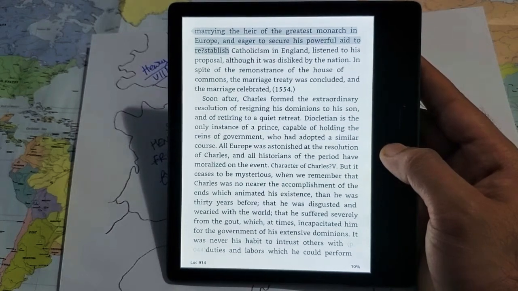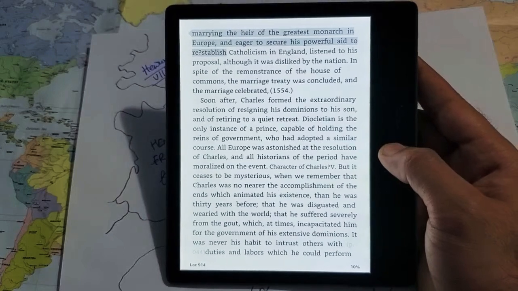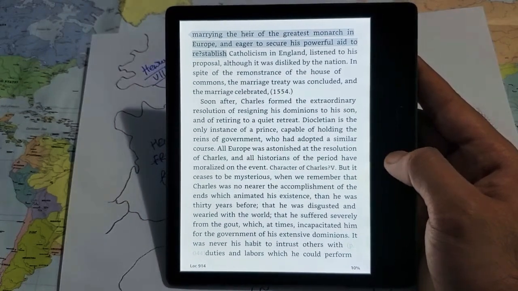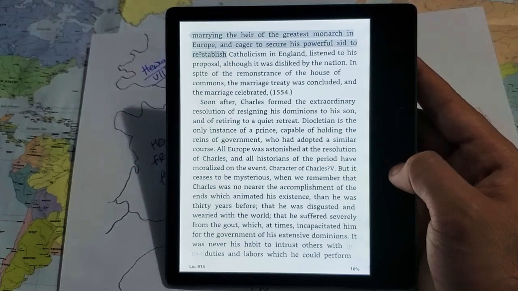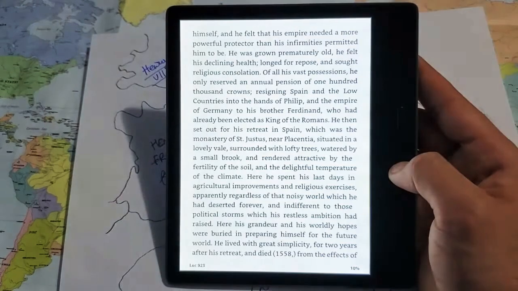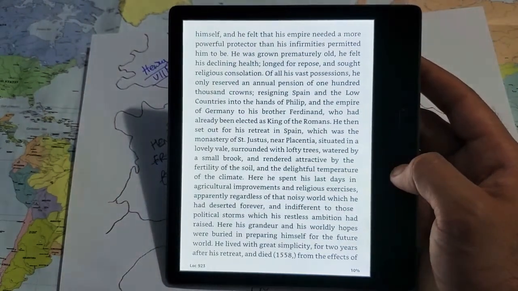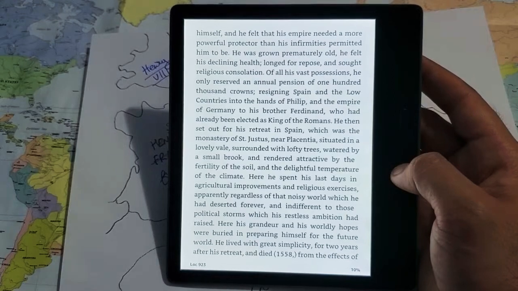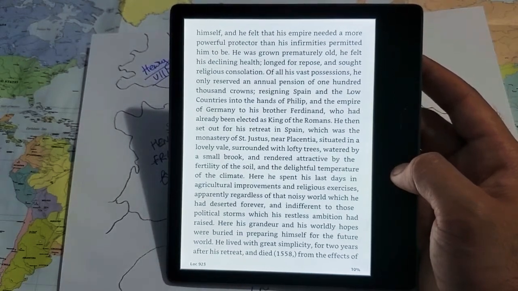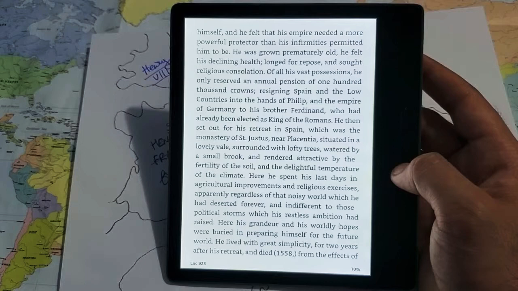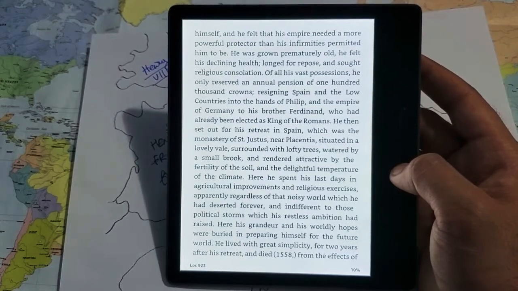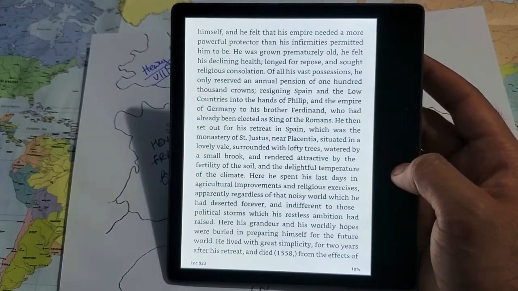That he severely suffered from the gout, which at times incapacitated him for the government of his extensive dominions. It was never his habit to entrust others with the duties and labors which he could perform himself, and he felt that his empire needed a more powerful protector than his infirmities, weaknesses, and illness permitted him to be. He was grown prematurely old. He felt his declining health, longed for repose, and sought religious consolation.